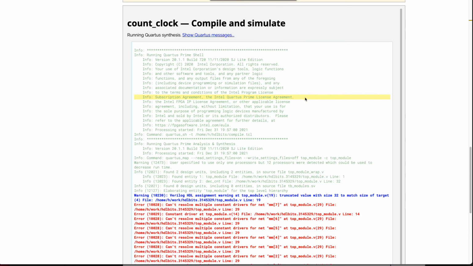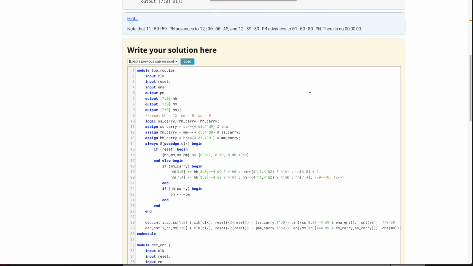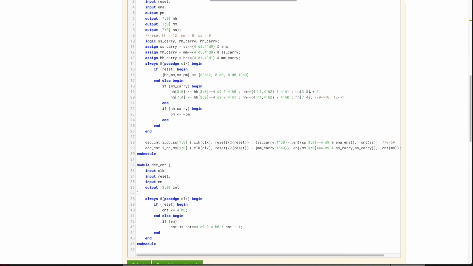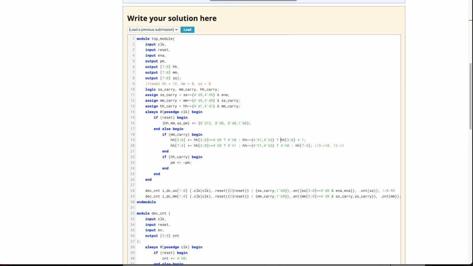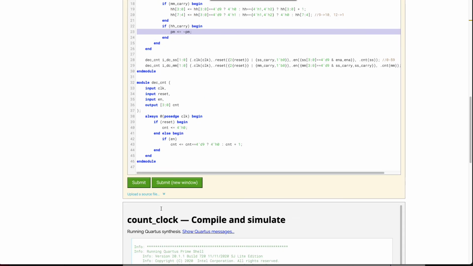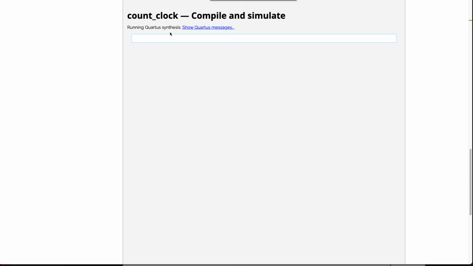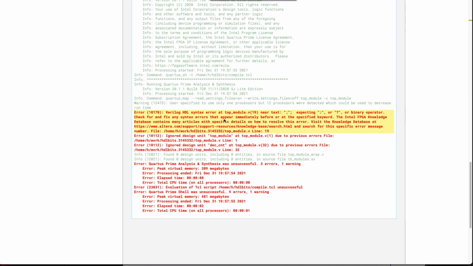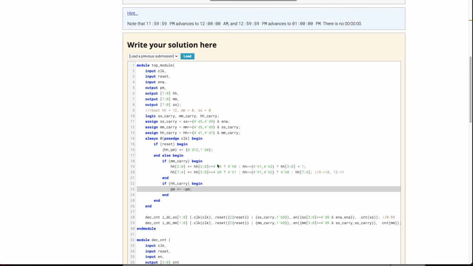So I have multiple drivers for SS and MM. Oh, because of this reset. This reset is handled here, so SS and MM are handled there. But for the hour, there's no such internal structure, so we need to handle the reset here. And PM as well. Let's see. Yeah, these counters are quite hard.